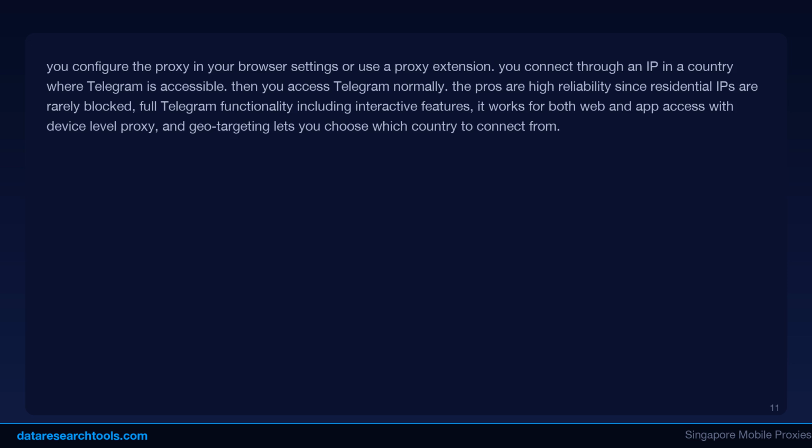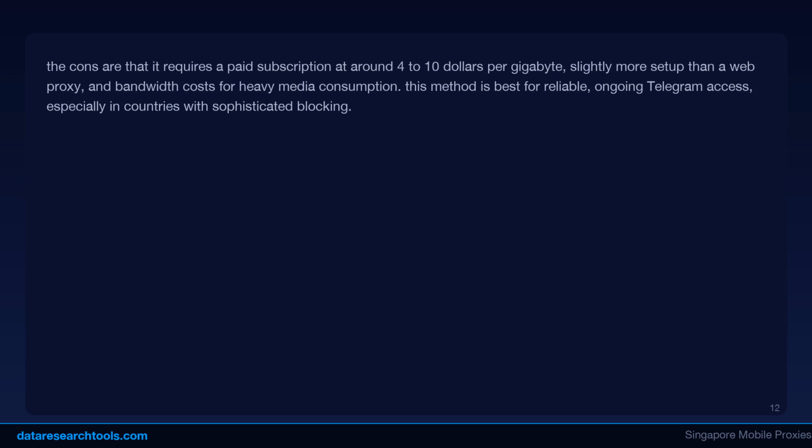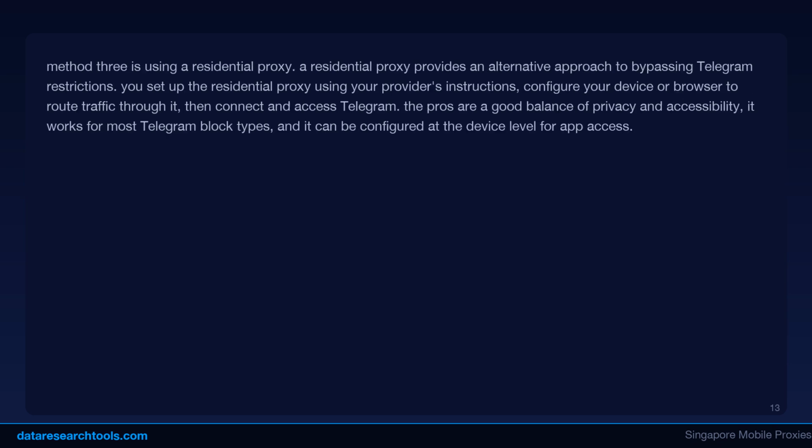The pros are high reliability since residential IPs are rarely blocked, and full Telegram functionality including interactive features. It works for both web and app access with device-level proxy, and geo-targeting lets you choose which country to connect from. The cons are that it requires a paid subscription at around $4 to $10 per gigabyte, slightly more setup than a web proxy, and bandwidth costs for heavy media consumption. This method is best for reliable, ongoing Telegram access, especially in countries with sophisticated blocking.